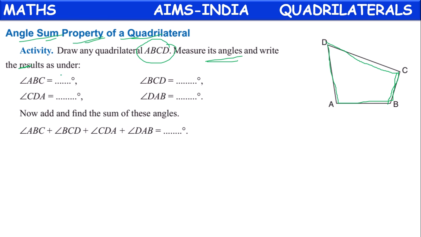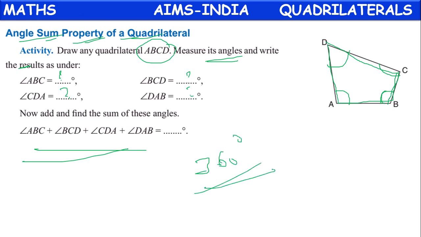And write the results. ABC, how much? This angle B, how much have we measured? BCD, how much have you measured? CDA, DAB, how much have you measured? Those 4 angles you measure, children, and try to calculate their sum. You will find that their sum will be 360 degrees.